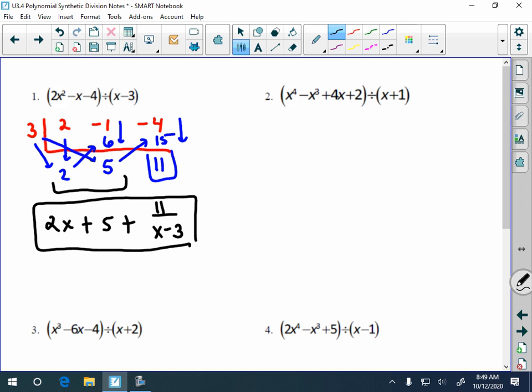All right, so make sure you see where the 2 and the 5 are coming from the problem, and then how you put it into the answer, and then plus the remainder, 11, over what we were divided by.